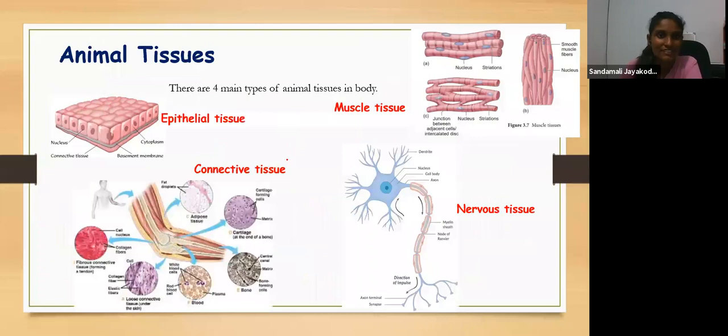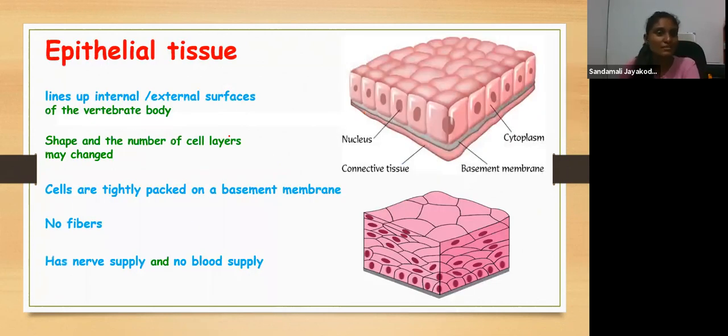Then we are moving to discuss the animal tissues. Here there are four main types of animal tissues in a body. They are epithelial tissue, connective tissue, muscle tissue, and nervous tissue. At first we are going to discuss epithelial tissue. It is the tissue which lines the internal and external surfaces of the body.